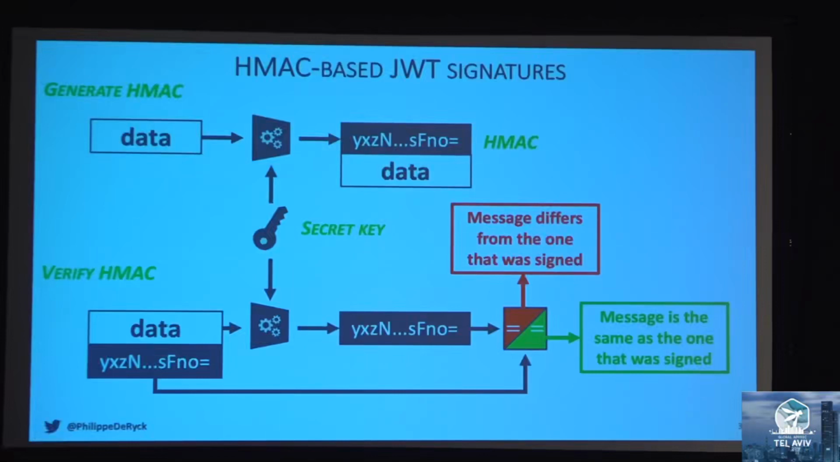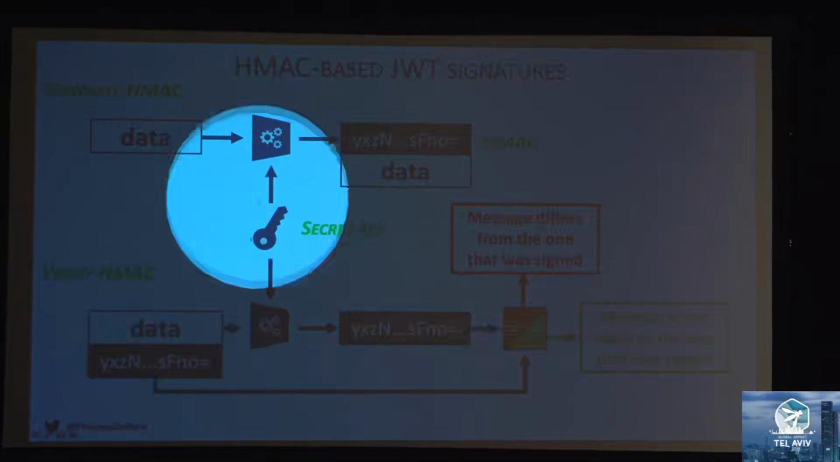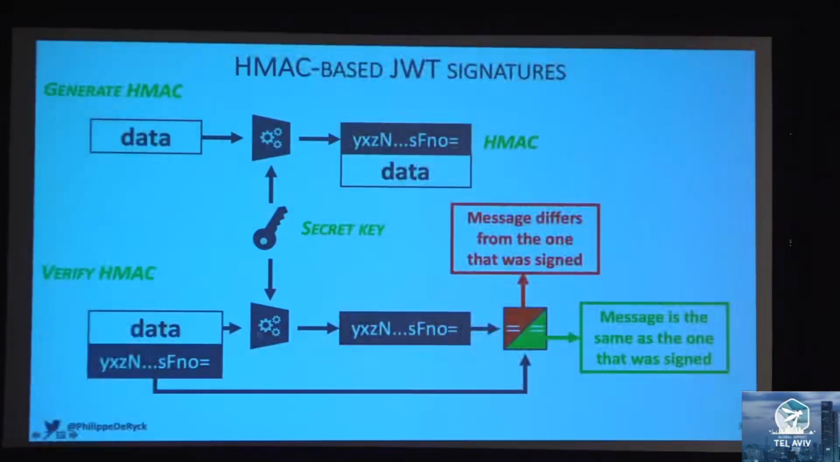Very interesting to see here, this is also known as a symmetric signature because you use the same key to generate signatures and to verify signatures. Very easy, right? You just define a value in a vault, you fetch that, and you can generate and verify tokens as much as you want.